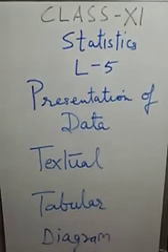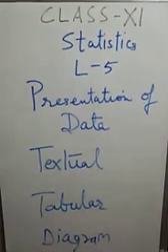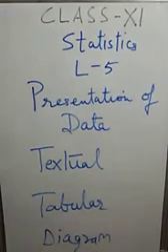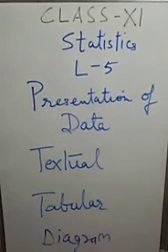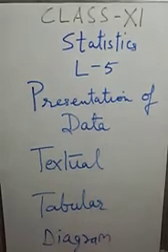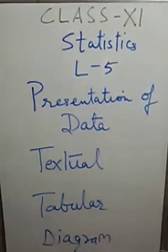So, as you are seeing on my whiteboard, I have mentioned three subheadings: textual, tabular, and diagram. So, data can be represented in three manners: with the help of text, with the help of tables, and with the help of diagram. So let's begin this chapter.